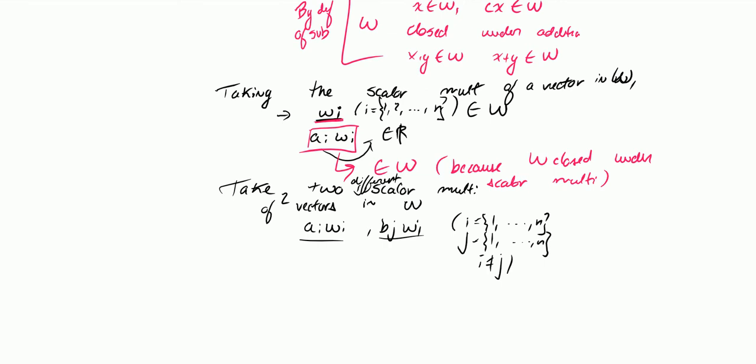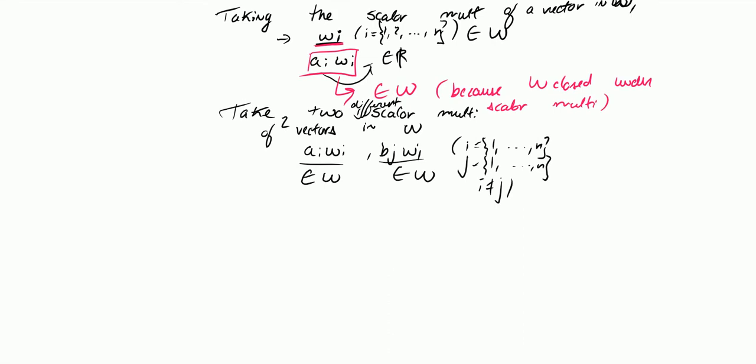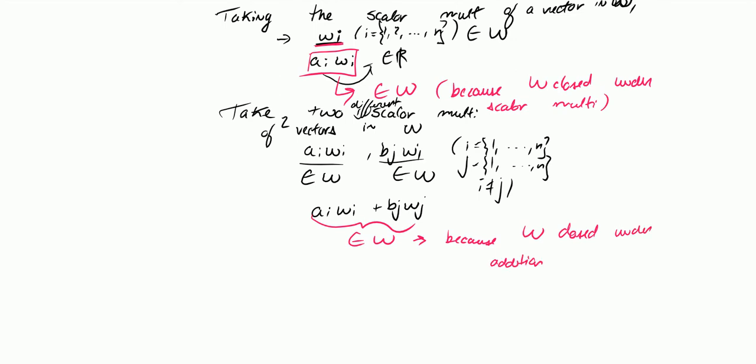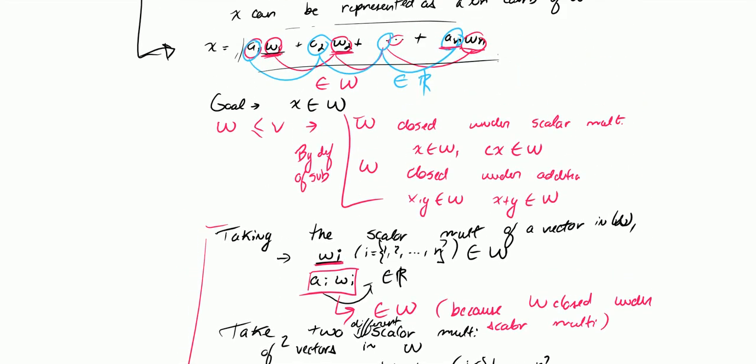Okay, so if we take AiWi and BjWj, we know that these two will belong to W. And if I add them, AiWi plus BjWj, this will belong to W, because W is closed under addition. And I can repeat this exercise. I can basically repeat this logic for all of x.